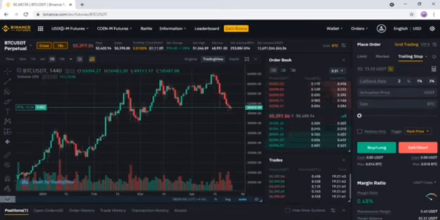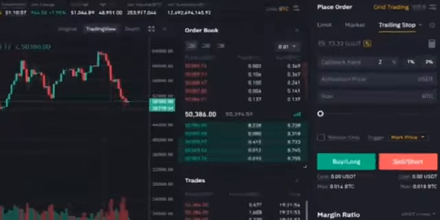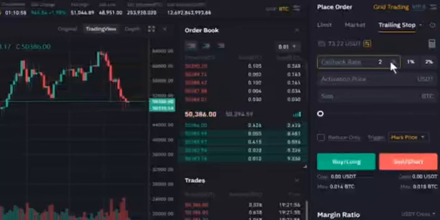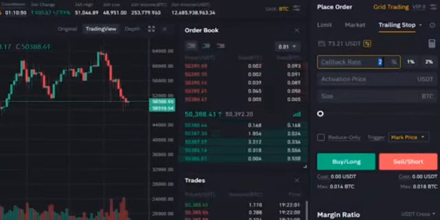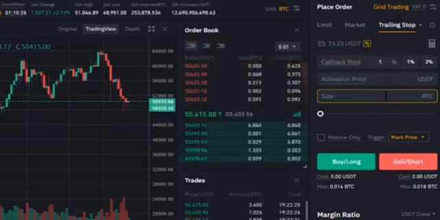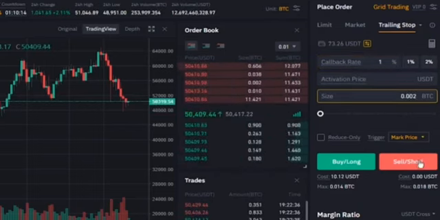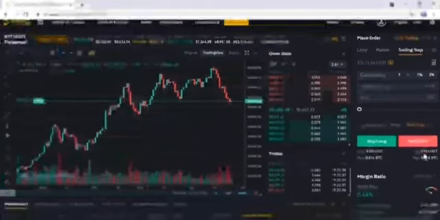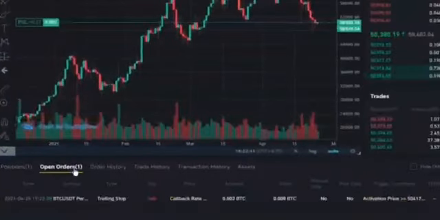Consider we just opened this long position on BTC USDT perpetual contract, and now we want to set a trailing stop order. We set the callback rate to 1%, for example. We leave the activation price unfilled because we want it to be at the current price of the market, and the size same as our long position, 0.002.